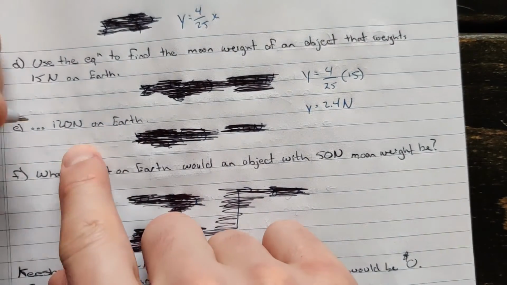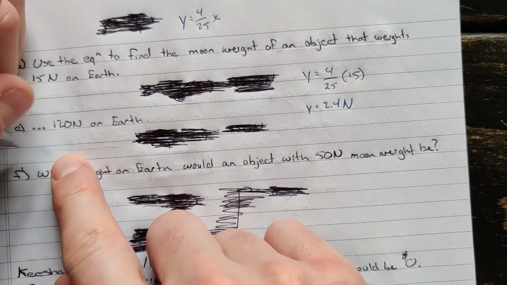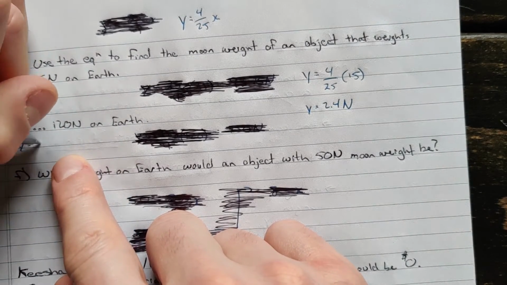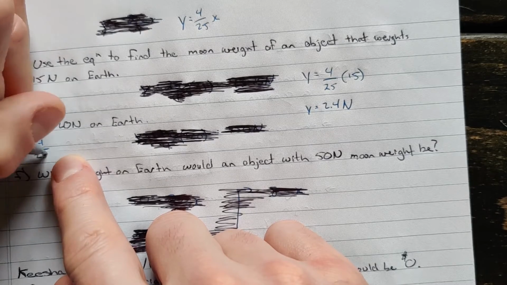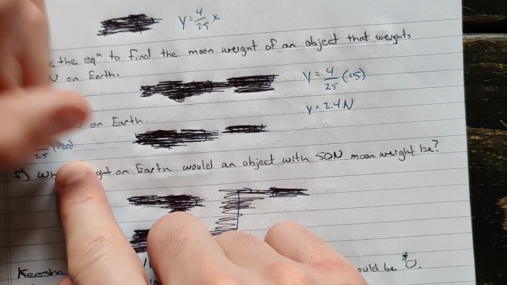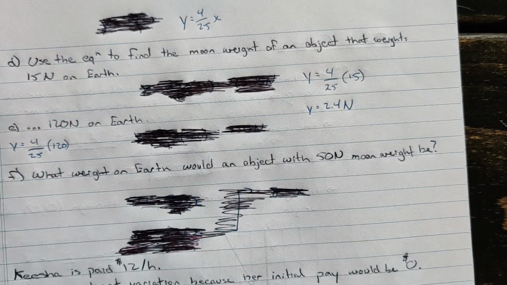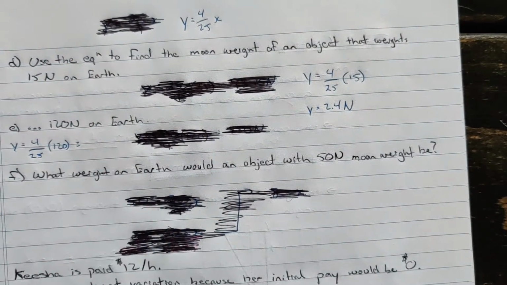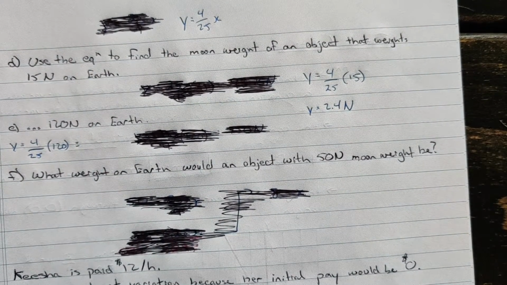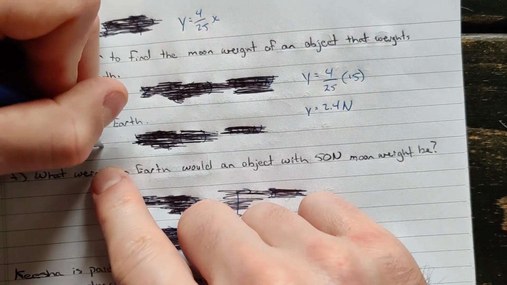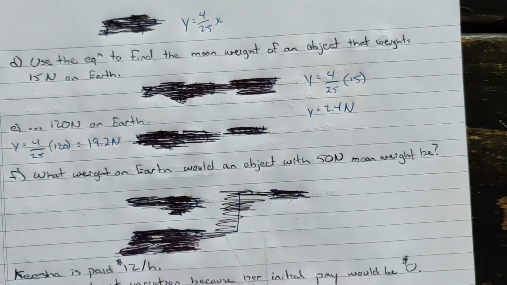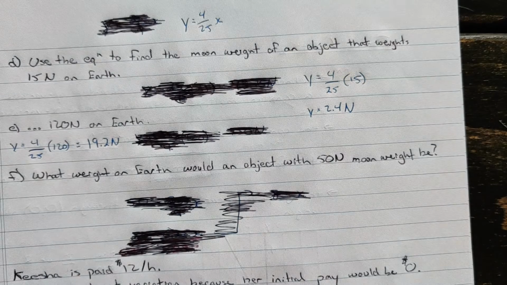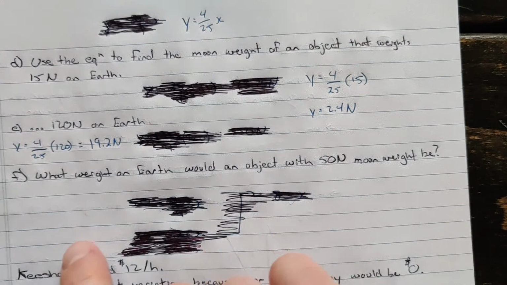In the next case here, what if it was 120 on the Earth? Well, y equals 4/25 times 120. And that, again, 4 divided by 25 times 120 in your calculator will pop out a result of 19.2 newtons.